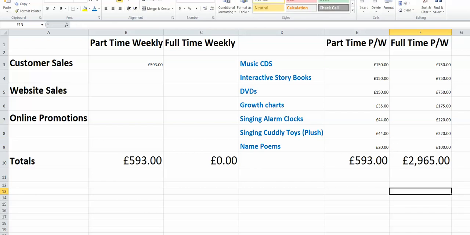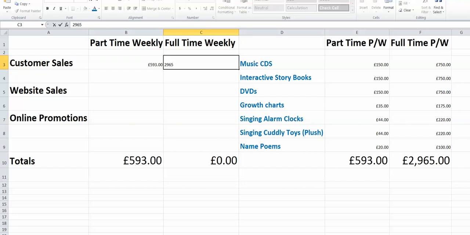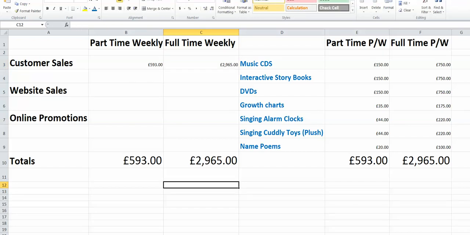which will give you a potential figure on conservative figures of £2,965 a week, working this on a full-time basis. So let's put that figure in there, 2,965. So there's our 2 figures for part-time and full-time. This is just on the customer sales.